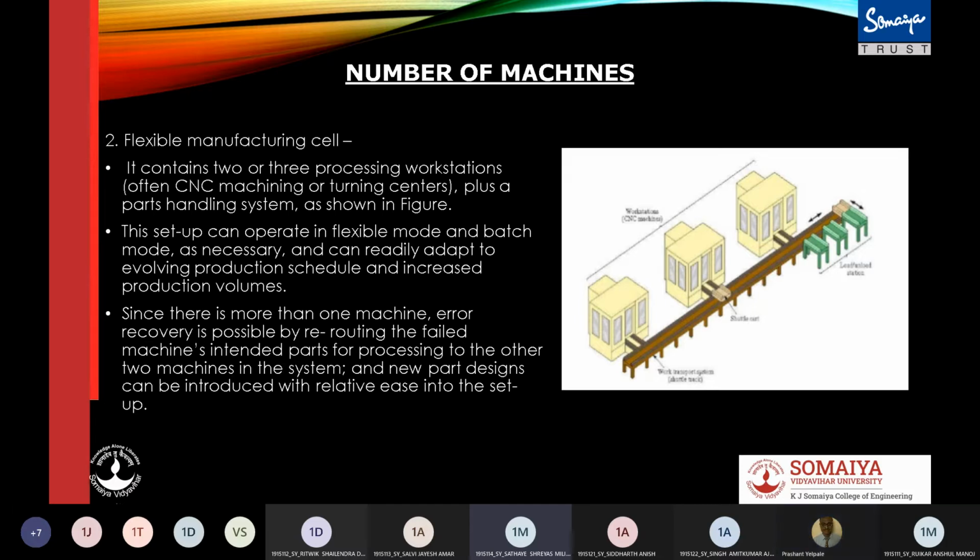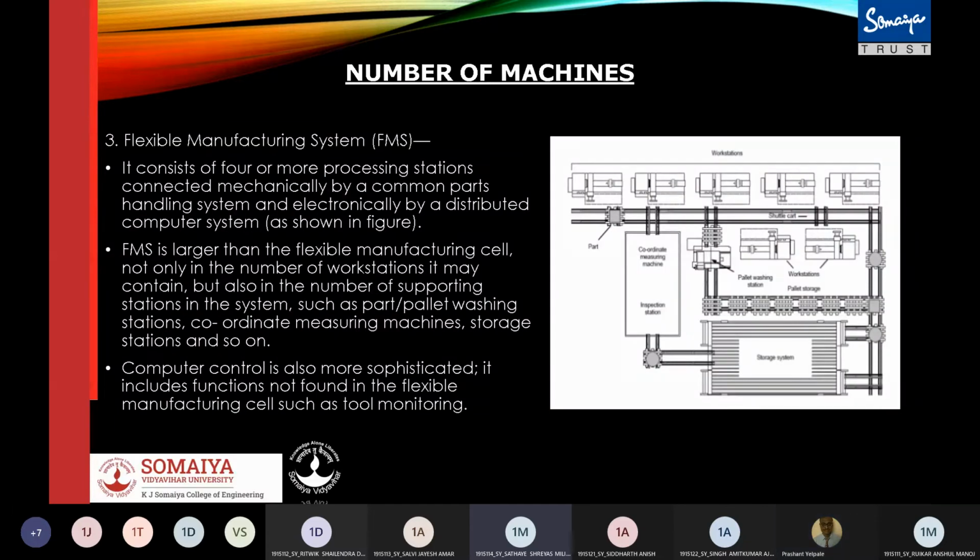So what this ensures is that if one of the machines breaks down, we don't have to stop the entire system, but we can rely on the other machines in the single cell. The next is the flexible manufacturing system.